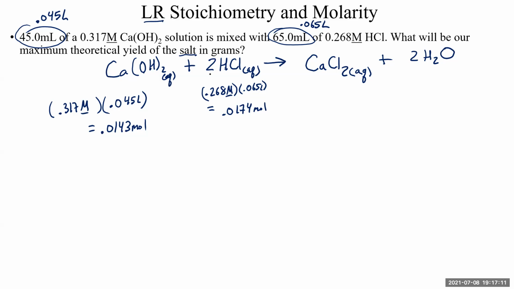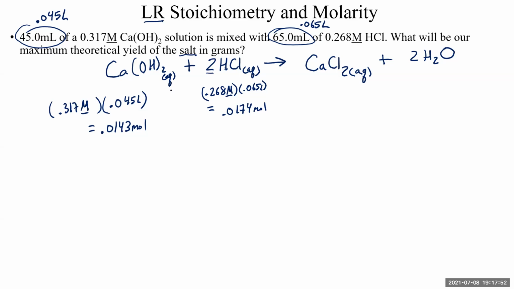But because we need twice as many hydrochloric acid moles, that would imply that we need twice the 0.014, which would be 0.028. We only have 0.0174 moles of HCl. Therefore, we don't have enough HCl to completely react with all the calcium hydroxide. The 2-to-1 ratio tells me that I need more moles of hydrochloric acid than I've been given. Despite the fact that I have more moles of hydrochloric acid, it's not double, right? It's just a little bit more. The 2-to-1 says I don't have enough.